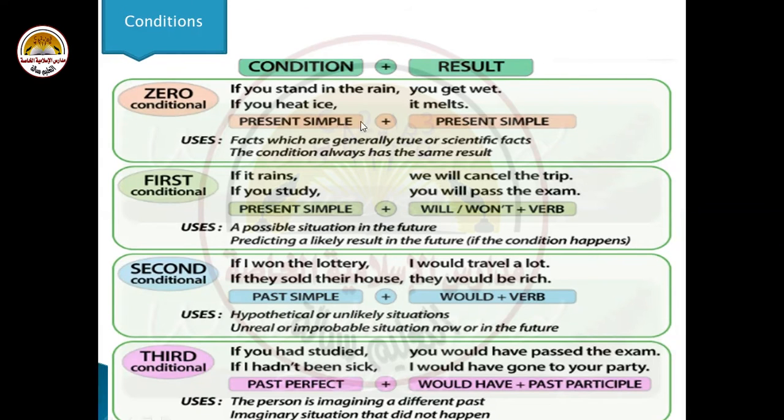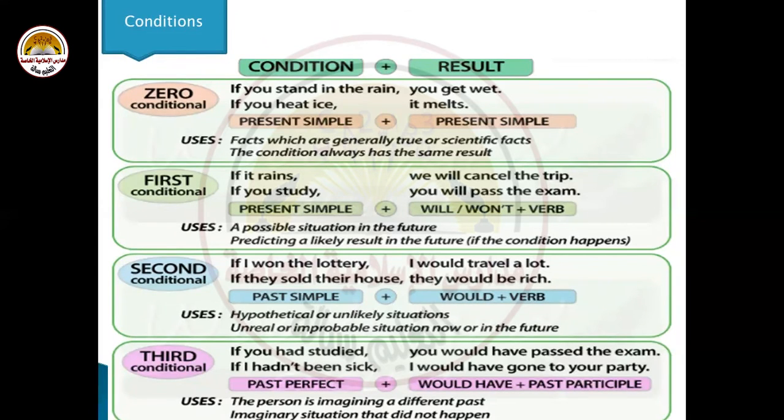If with present simple plus present simple, we use the zero conditional for facts which are generally true or scientific facts. The condition always has the same result.